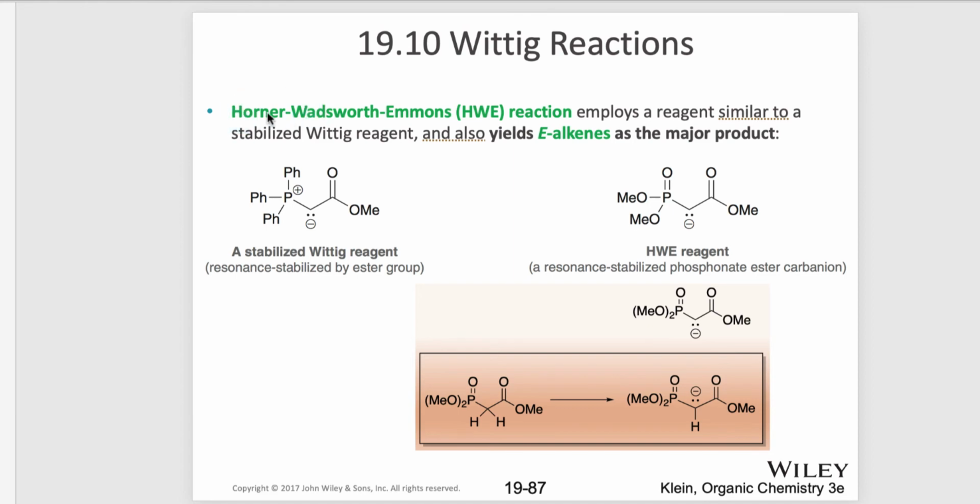Horner is a German chemist, Wadsworth and Emmons, British. So the reagent is very similar, but we now have stabilization. Stabilization, wow, we can now think about resonance forms. So as we're looking at the structures, this is what we just talked about, Wittig reagents. They had a triphenyl phosphine component, P for phosphorus and 3 phenyl groups. If we have now resonance stabilization with an ester group, so here it is, this can take electron density, so you can formulate resonance structures there.